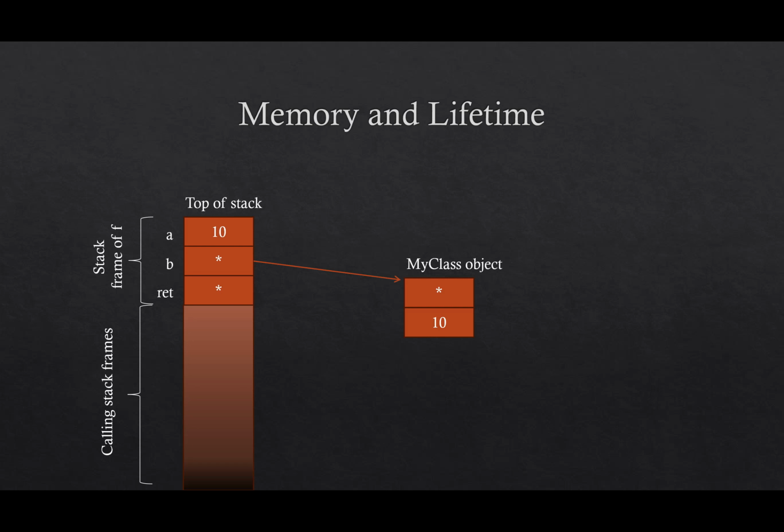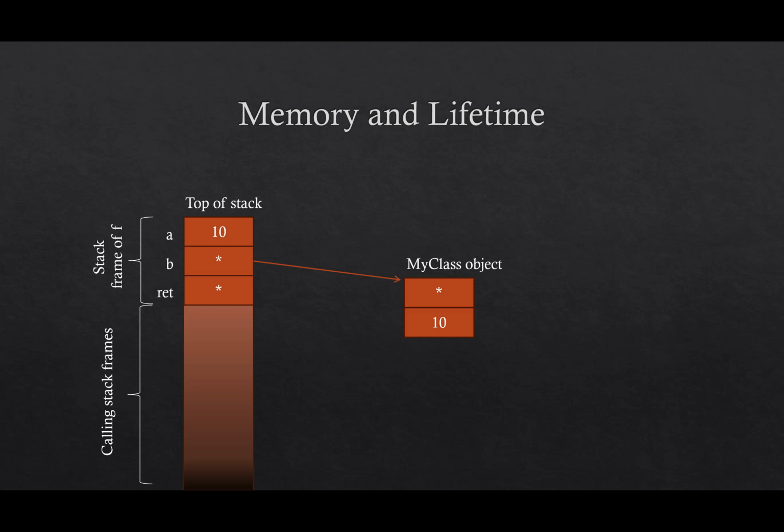And then we have the local variables a and b stored on the stack. A is just the value itself because it's a value type. So the integer 10 is just stored directly on the stack. But b is a memory address, which I've represented here as an asterisk. Memory is just simply laid out as a sequence of boxes, and each box has a number, and an address is simply the number of the box. So b contains the address of the object itself, which lives on the heap.